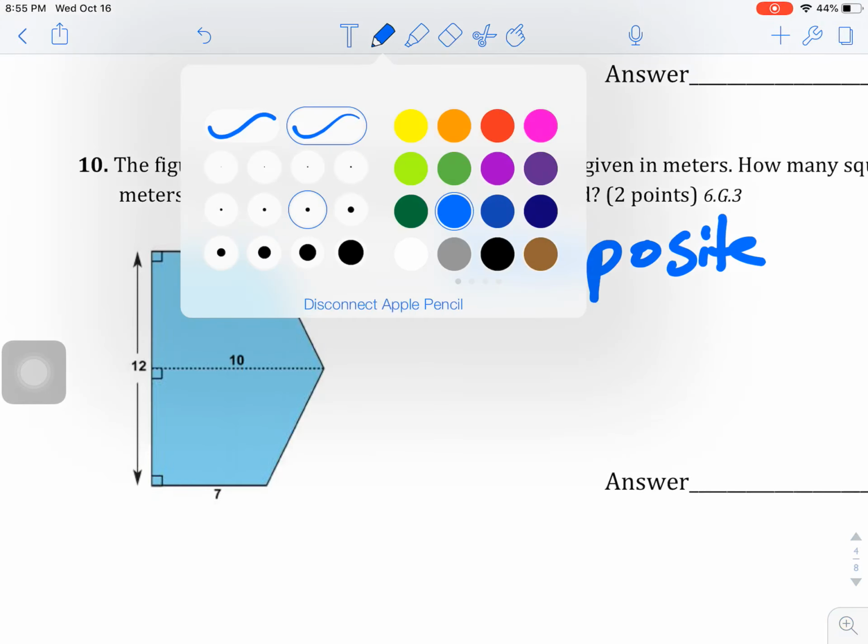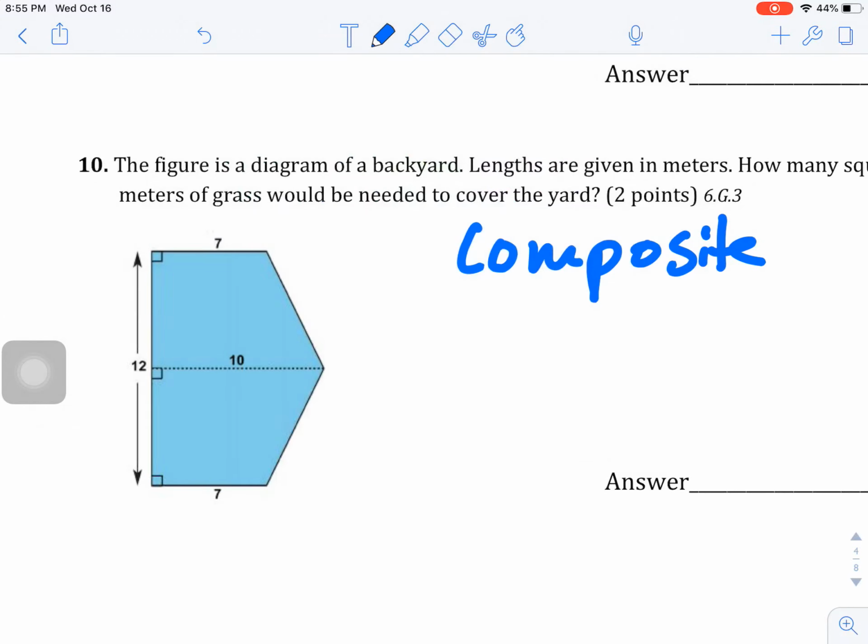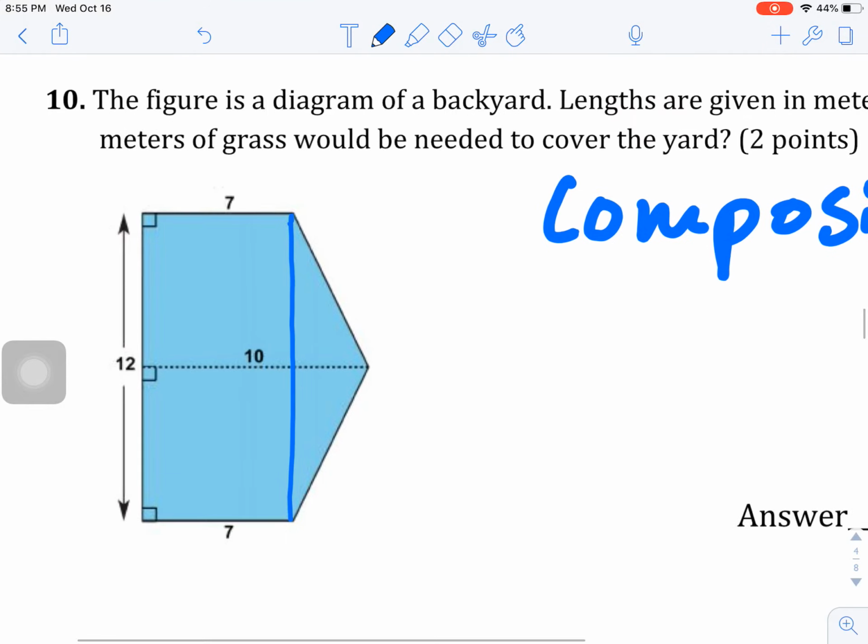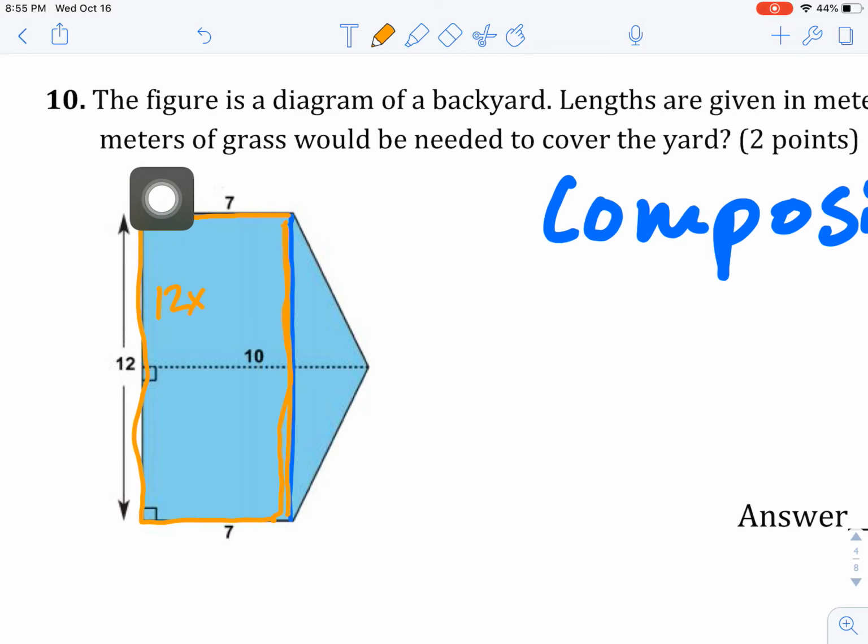So one way I can see when I look at it is splitting it right here. So I'll kind of color code this for you. I'm going to make this big rectangle orange here, and you should be able to now see, okay, this rectangle is 12 by 7. So its area is 84. So I'm left with the triangle now, which I'm going to make red over on the side.